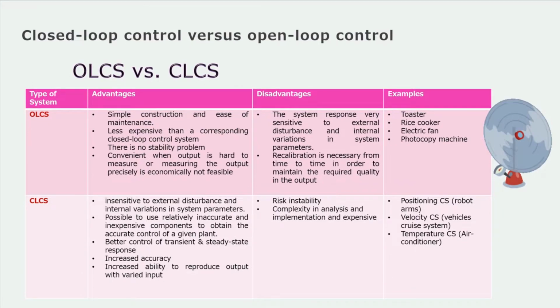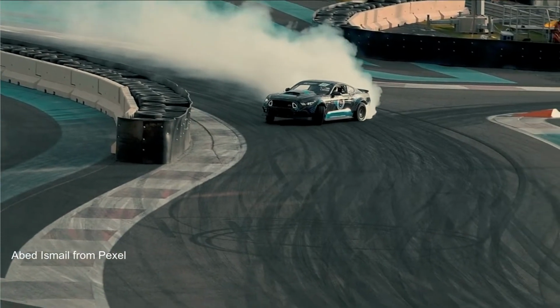So this is the difference between OLCS and CLCS: OLCS is obviously for simple systems, because closed loop control has closed loop or feedback elements compared to OLCS.